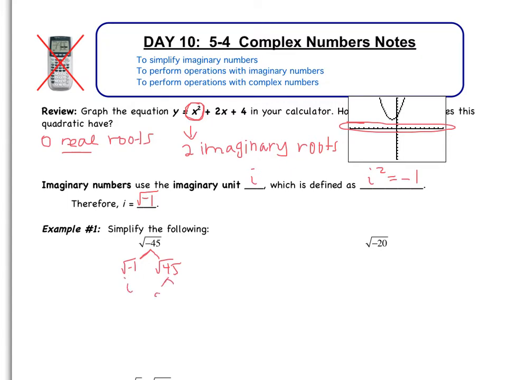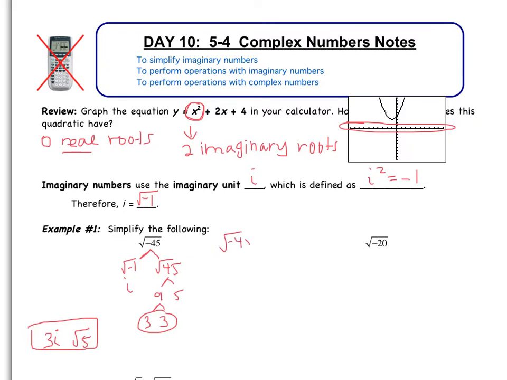And then 45 is 9 and 5. 9 is 3 and 3. Here's a pair, so one of the pair comes outside. The 5 stays under the root because it doesn't have a partner. And then I also have that i. So it's 3i root 5.